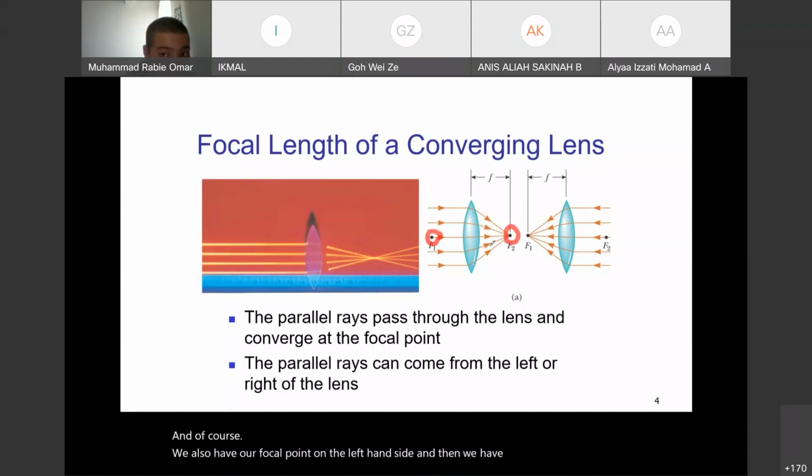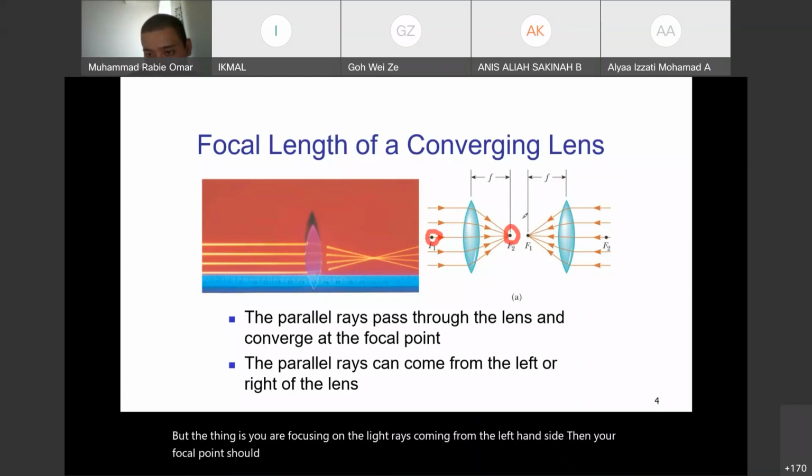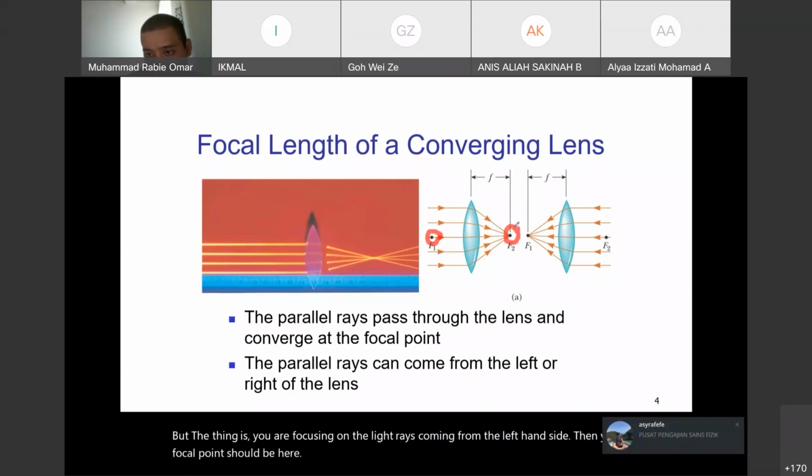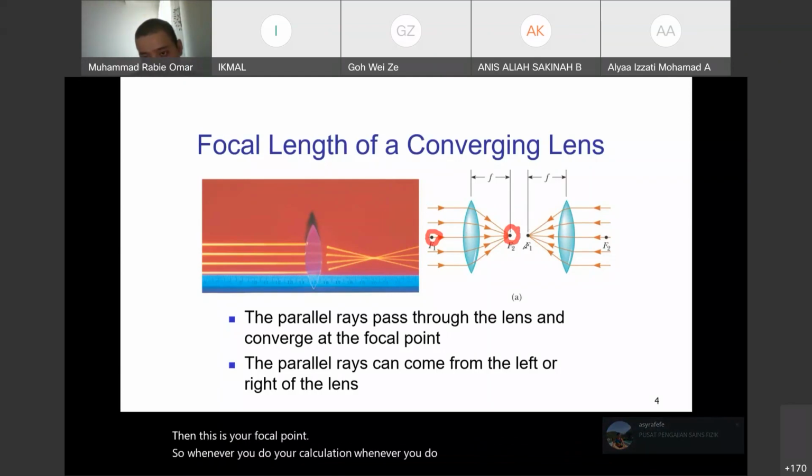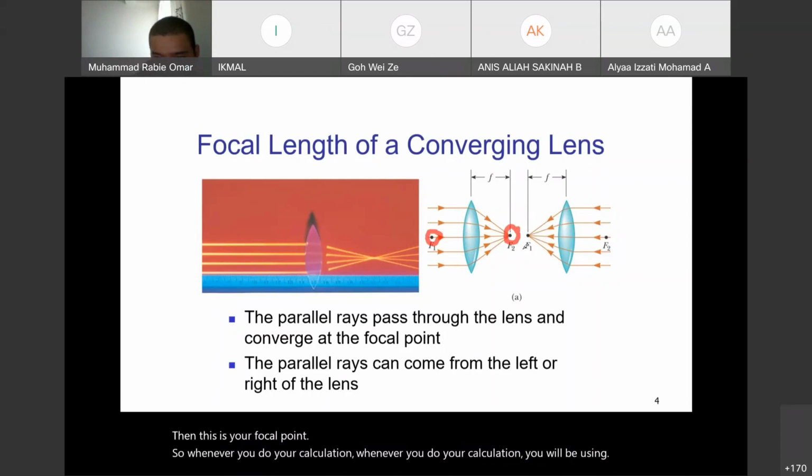There are two focal points here, but the thing is, you are focusing on the light rays coming from the left hand side, then your focal point should be here. Then this is your focal point. So whenever you do your calculation, you will be using the focal point which is located here.